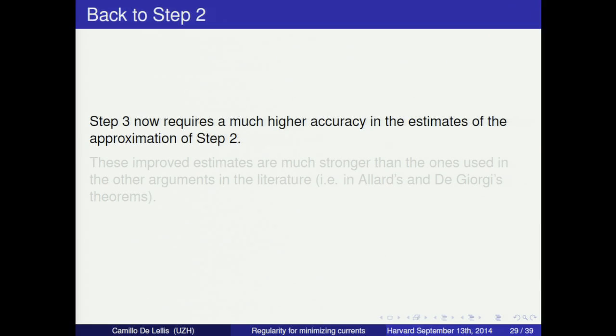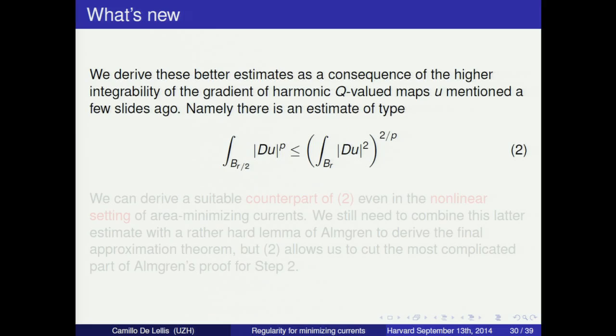OK, so now you actually have an important point. If you actually now want to perform step 3, you realize that going back to step 2, the approximation that you started with was not good enough. So you need a much better approximation. I'm not going to tell you exactly what this is. So you need much better estimates in the accuracy of the approximation.